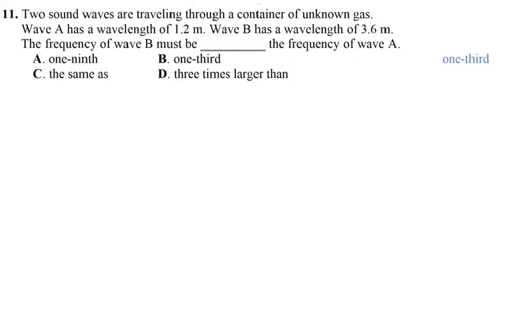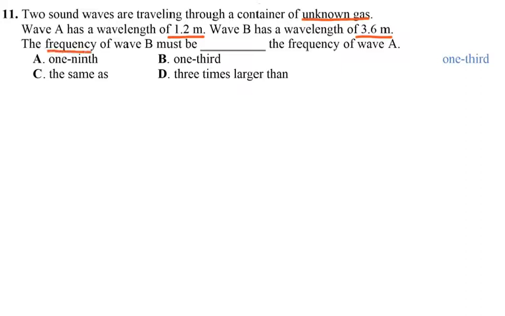For this question, two sound waves are traveling through a container of a known gas. Again, two sound waves in the container of a known gas. So again, they have the same medium, and the speed is the same for both of them. Wave A has a wavelength, and wave B has a wavelength.